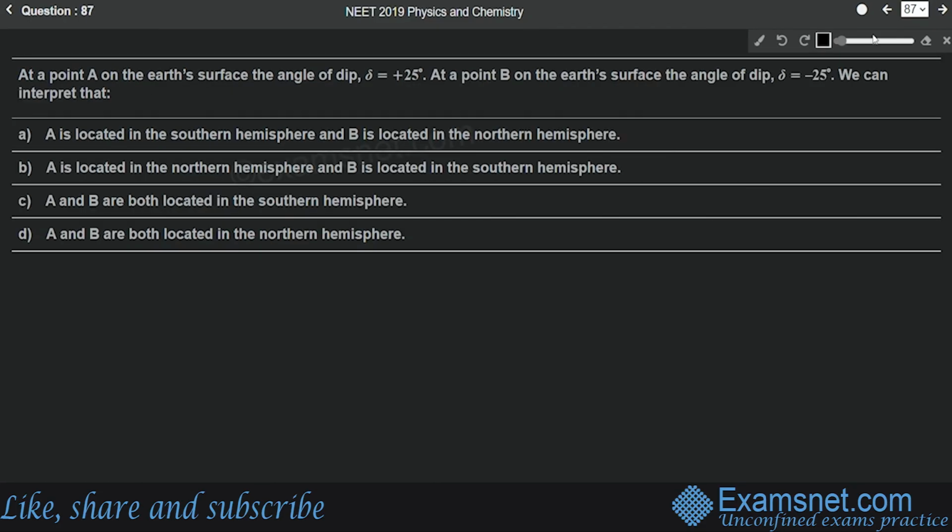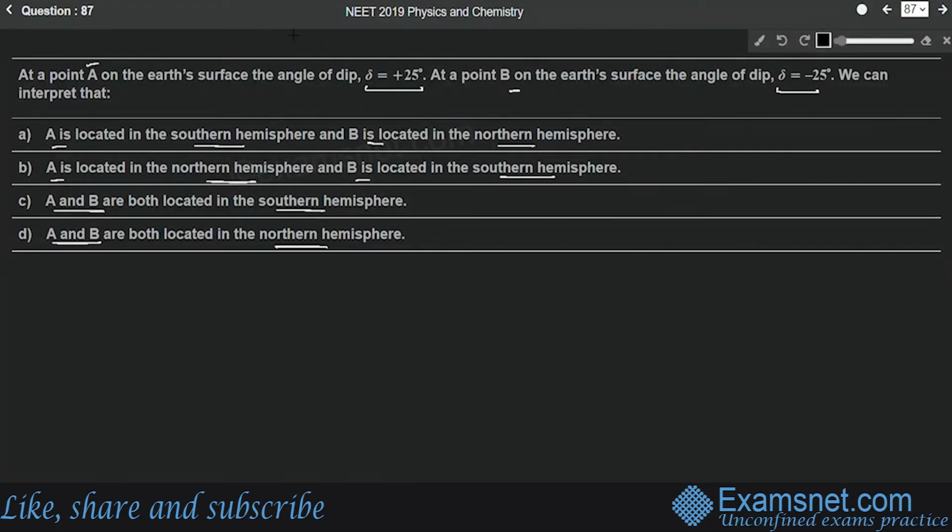Question number 87 is from the chapter Magnetism and Matter, and the question is, at a point A on the Earth's surface, the angle of dip delta is equal to +25 degree. At a point B on the Earth's surface, the angle of dip is equal to -25 degree. So the options are: A is located in the southern hemisphere and B is located in the northern hemisphere. Second one is A is located in the northern hemisphere and B is located in the southern hemisphere. Third one is both are located in the southern hemisphere, and the last one is both are located in the northern hemisphere. So this is a general concept.